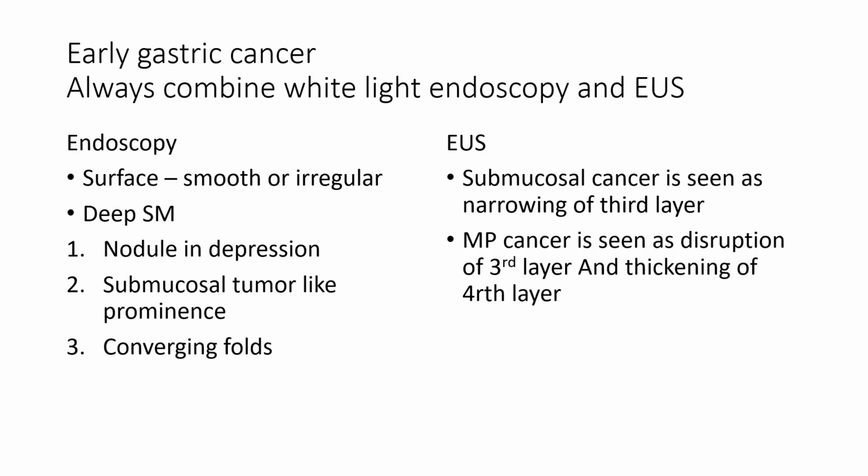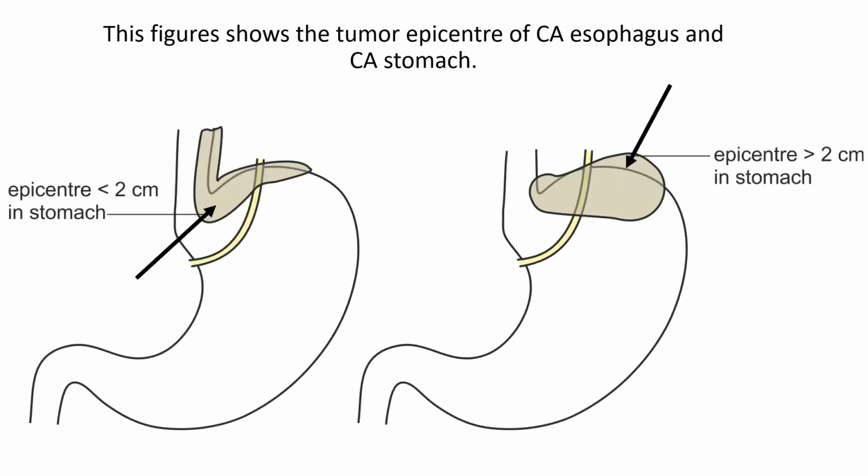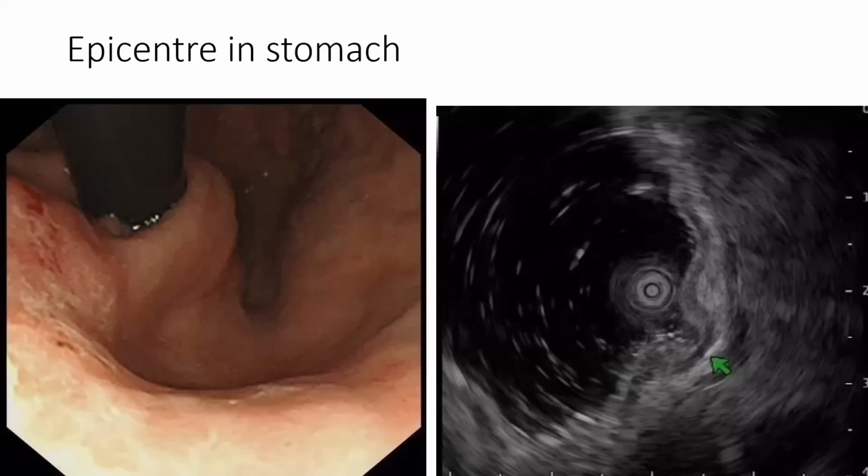Submucosal cancer is seen as narrowing of the third layer. And if it is muscularis propria cancer, it is seen as disruption of the third layer and thickening of the fourth layer. Okay. So this figure shows the epicenter of the tumor. If it is less than 2 centimeters, it is esophageal cancer. If it is more than 2 centimeters, this is considered a gastric cancer. Now see, this tumor is in this epicenter. This tumor is in the stomach.